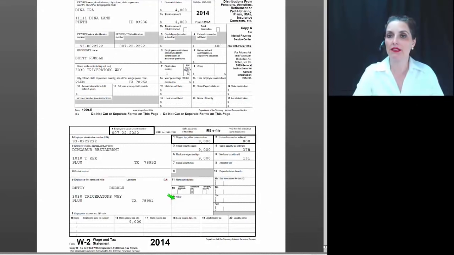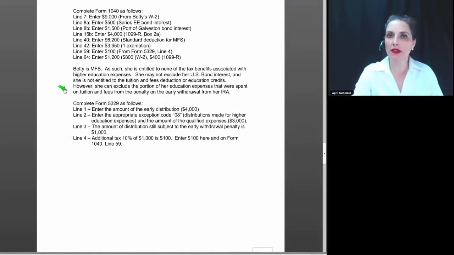Let's prepare Betty's return. So there are some key points to take note of with Betty. First off, because her filing status is married filing separate, she is not going to be allowed to exclude any of the interest income on those U.S. savings bonds. That particular exclusion is not available when you have the filing status married filing separate. The other deal is that even though she was attending school, she's not going to be allowed to claim the American Opportunity Credit or the tuition and fees deduction or the Lifetime Learning Credit because, again, those education benefits are not allowed when you use the filing status married filing separate.